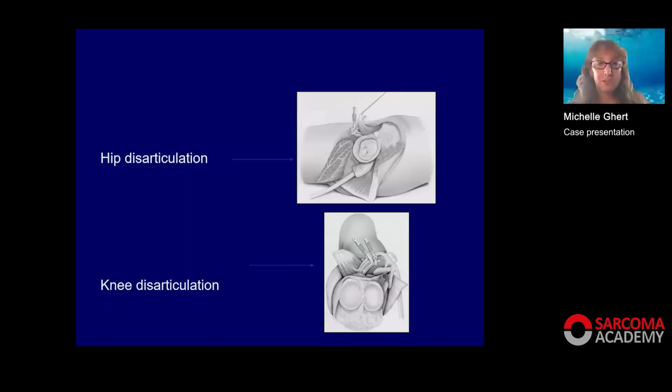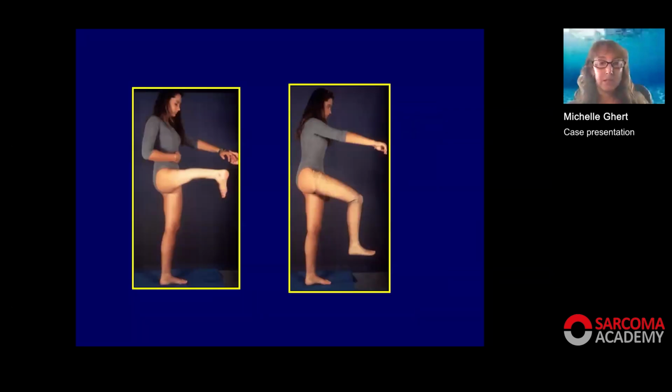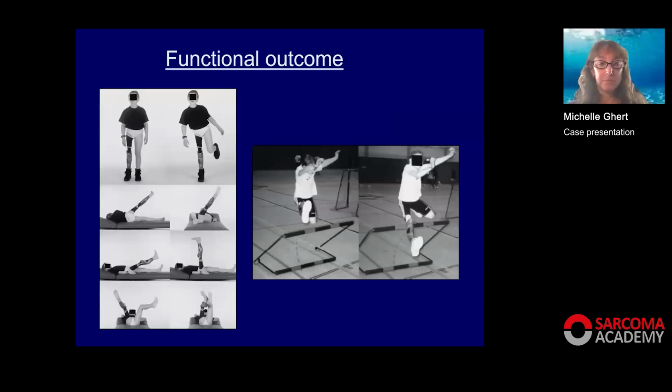So again, there's a hip disarticulation, knee disarticulation. And this is what the leg looks like. There's some soft tissue reattachments that are important for stability. And you can see, again, it's an awkward looking leg. It's something that's going to take a long time for the patient and their family to get used to. But the prosthetic fitting is very compatible with almost normal walking.